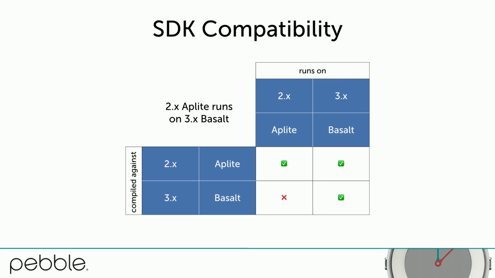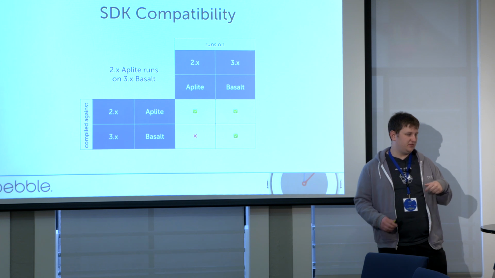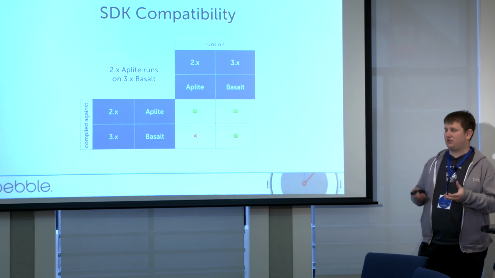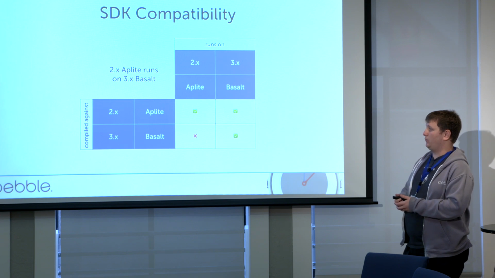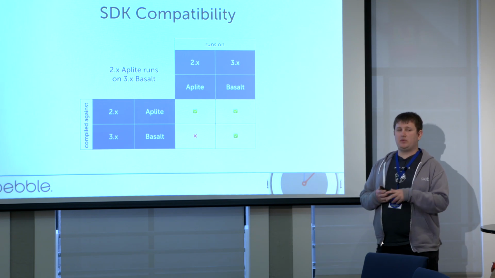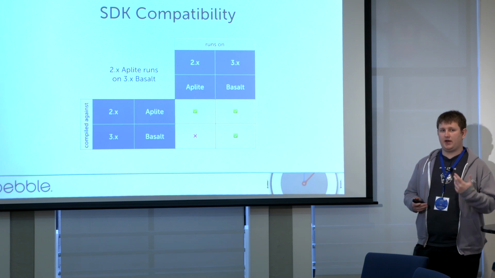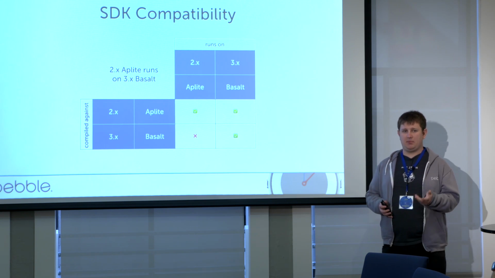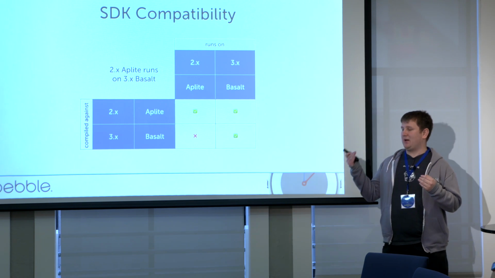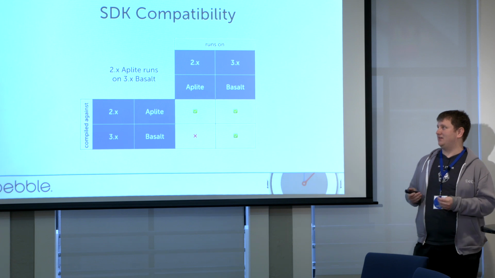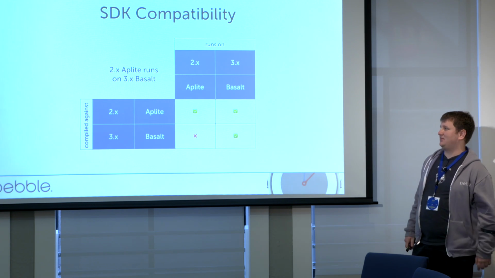So there's a difference between the version of the Pebble operating system that a watch is running and the SDK version that an app is compiled against to run on that operating system. This chart aims to illustrate that in the context of Aplite and Basalt. So if we take a look at this, we know from before Pebble Time was released that you can compile an app for the Aplite runtime platform using the 2.x SDK, and it will run on Aplite watches running the 2.x operating system. So that's pretty easy.